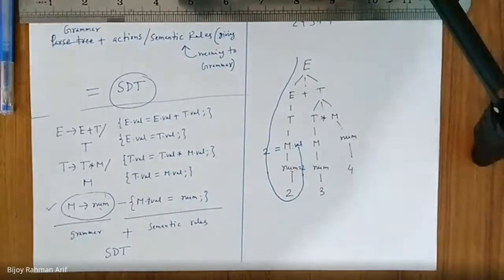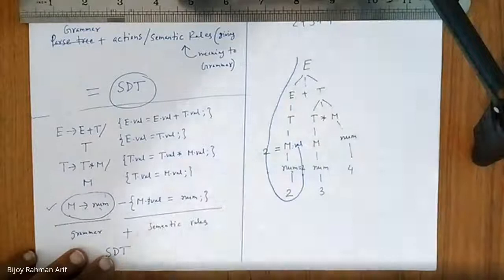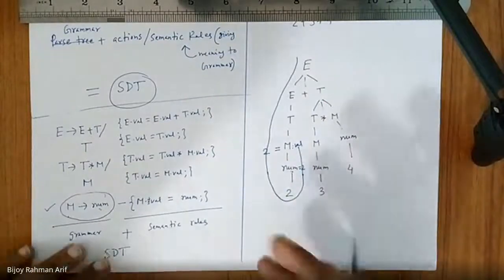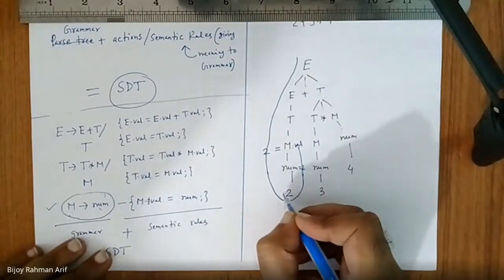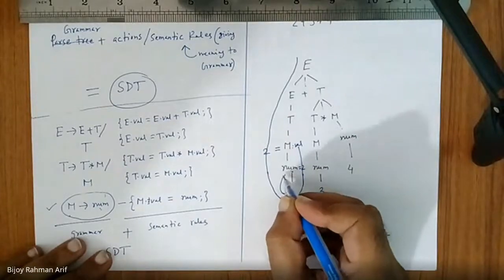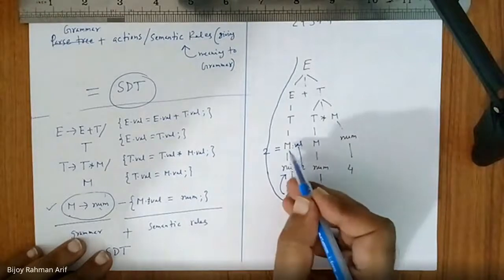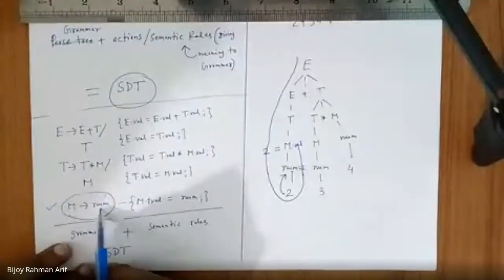So let's continue. Again, the same way we traversed the first tree before, this time also we are traversing top to down, left to right. Initially we got 2. Then just above this 2, there is a num, so this 2 would be the value of this num. Then this num becomes M. This is the production.